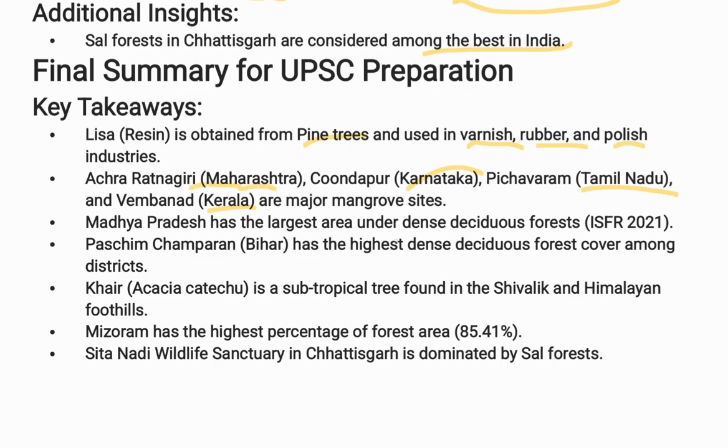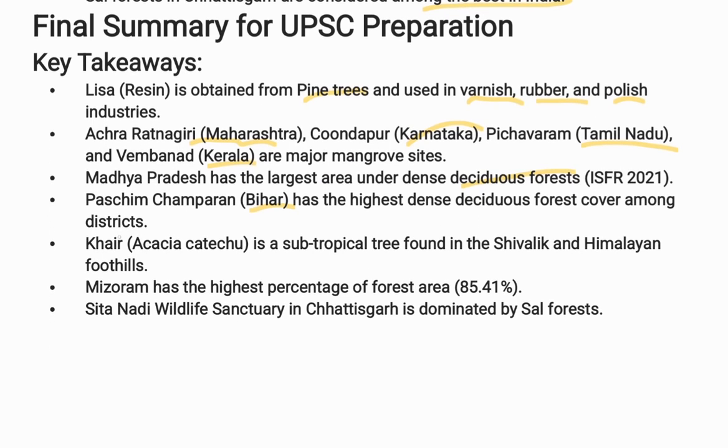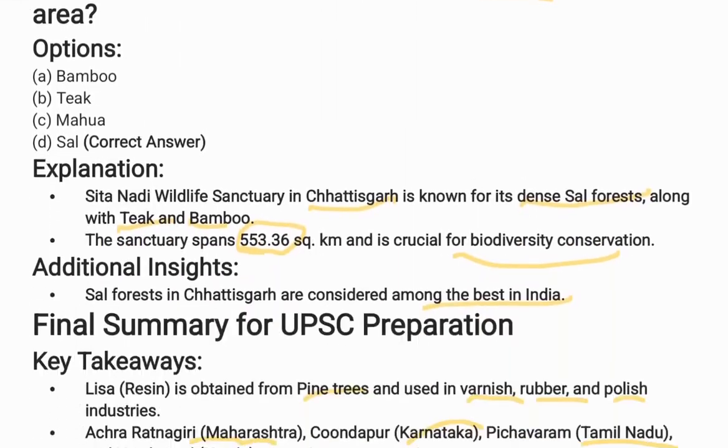Madhya Pradesh has the largest area under dense deciduous forest. Paschim Champaran, Bihar has the highest dense deciduous forest cover among districts. Khair, Acacia catechu, is a subtropical tree found in Shivalik and Himalayan regions. Mizoram has the highest percentage of forest area, 85.4. Sitanadi Wildlife Sanctuary in Chhattisgarh is dominated by sal forest. Theek, toh yeh hum log ka khatam hota hai.